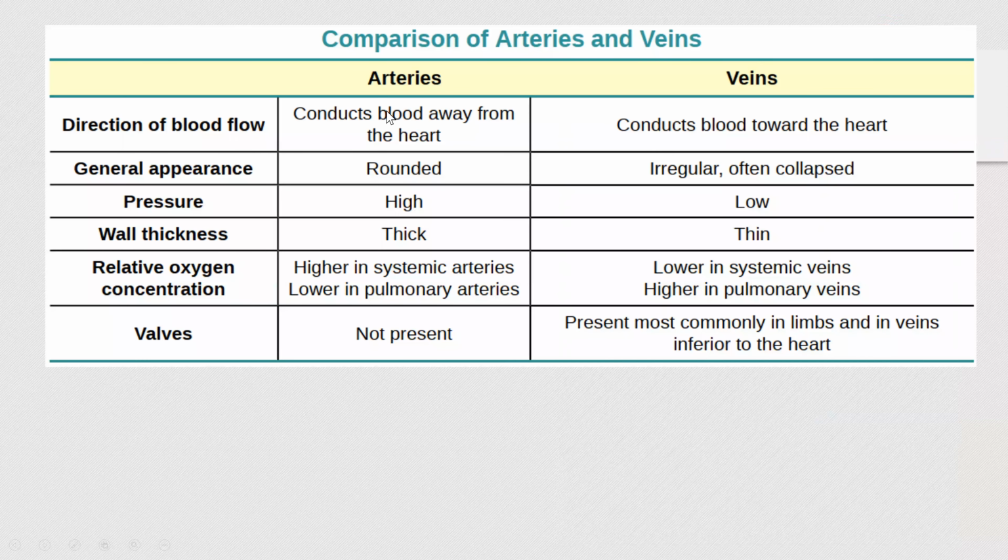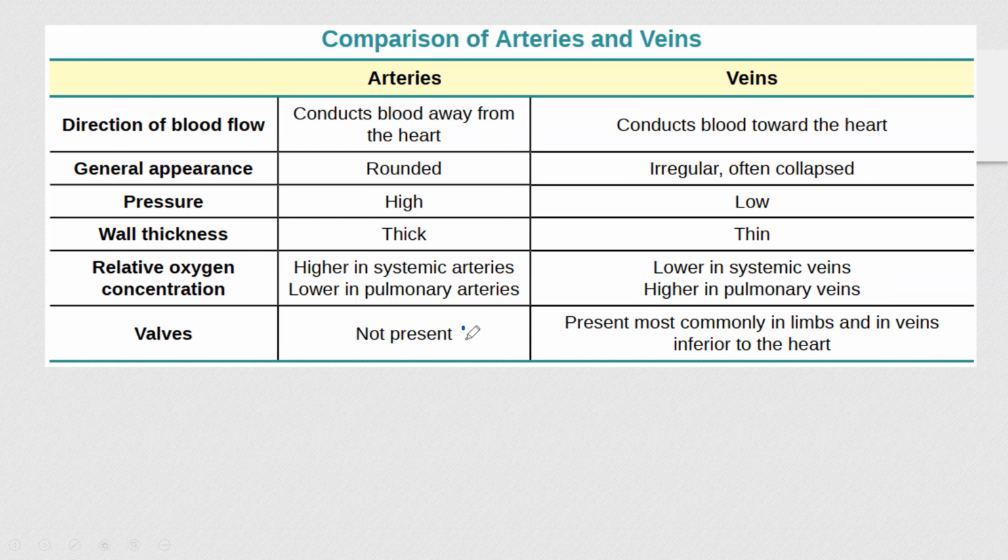So here we compare arteries and veins. Direction of blood flow: arteries conduct blood away from the heart, veins towards the heart. General appearance: arteries are rounded, veins are irregular, often collapsed. Pressure: high in arteries, low in veins. Wall thickness: thick and thin. Relative oxygen concentration: higher in systemic arteries, low in pulmonary arteries, and low in systemic veins, higher in pulmonary veins.